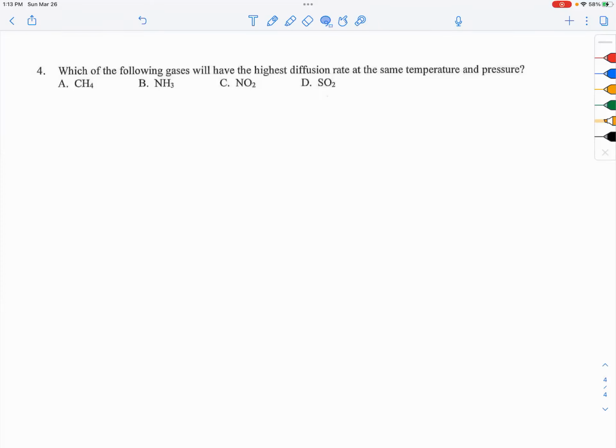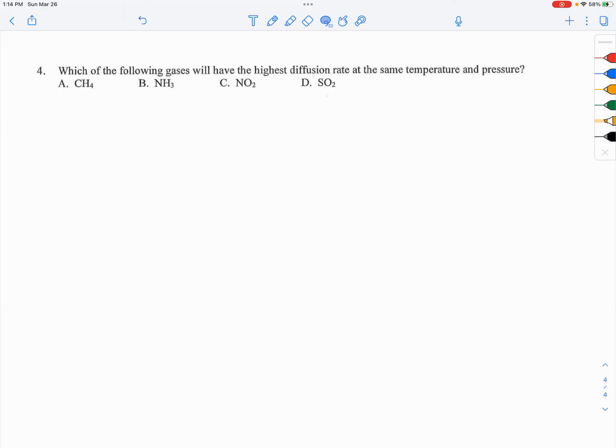Now for number 4, we have the rate of diffusion. Now the equation that we had for Graham's law of effusion, now of course it says effusion. Effusion is fundamentally different from diffusion by definition. Diffusion is simply going from high concentration to low concentration, and effusion is to run through a pinhole, but both involve the movement of the gas molecules.